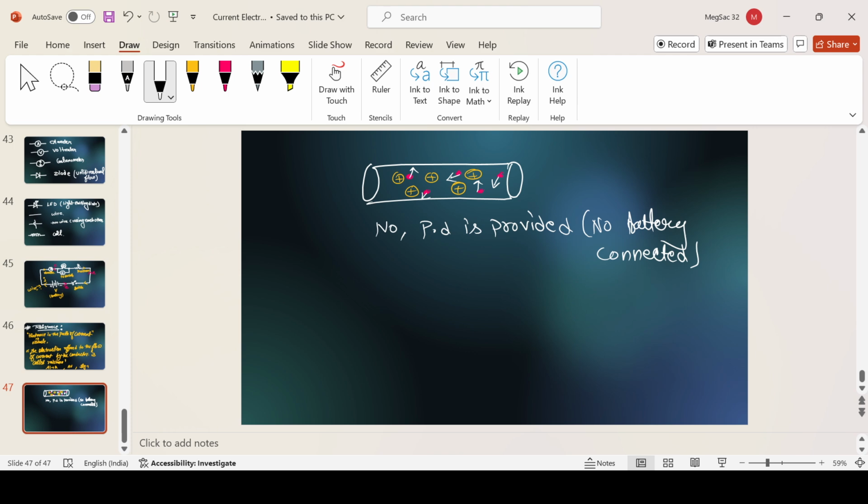अगर आप किसी भी मेटल को उठा लो, तो मेटल कंडक्टर को उठा लो, किसी वायर को, इट विल रिमेन देयर ओनली, एंड इट शो द रैंडम मोशन ऑफ इट.